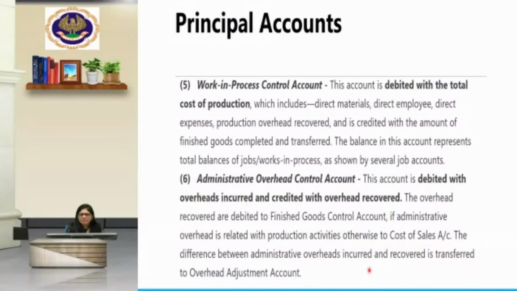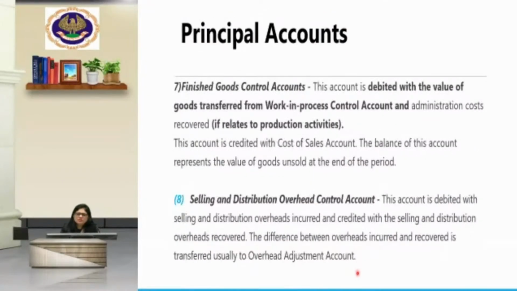So admin overhead basically will be transferred to WIP account. And then finished goods control account will be debited with the value of goods transferred from WIP account. So WIP account will give you the cost of goods manufactured, and it will be transferred to finished goods control account. The final balance of finished goods control account, the output of finished goods control account, is cost of goods sold. Clear? The output of WIP account is cost of goods manufactured. The output of finished goods control account is cost of goods sold.